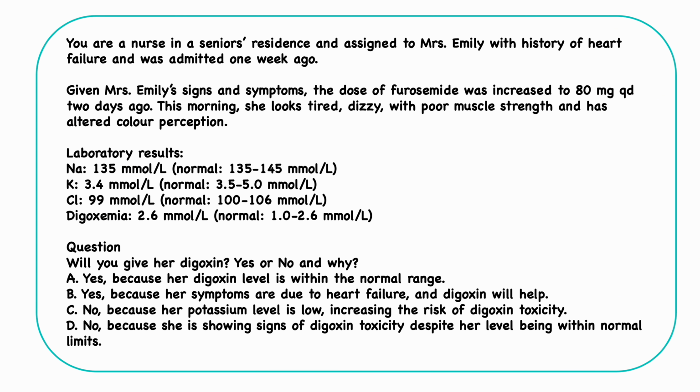toxicity. Example question: Mrs. Emily's digoxin level is 2.6 millimoles per liter, which appears within the normal range, but she is tired, dizzy, has weak muscles, and altered color perception. What should you do? Correct answer: D. No, because she is showing signs of digoxin toxicity.